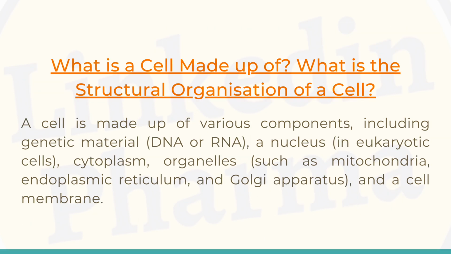What is a cell made up of? What is the structural organization of a cell? A cell is made up of various components, including genetic material, DNA or RNA, a nucleus in eukaryotic cells, cytoplasm, organelles such as mitochondria, endoplasmic reticulum, and Golgi apparatus, and a cell membrane.